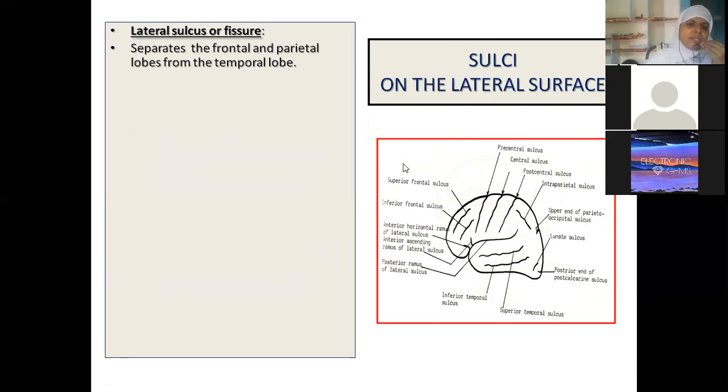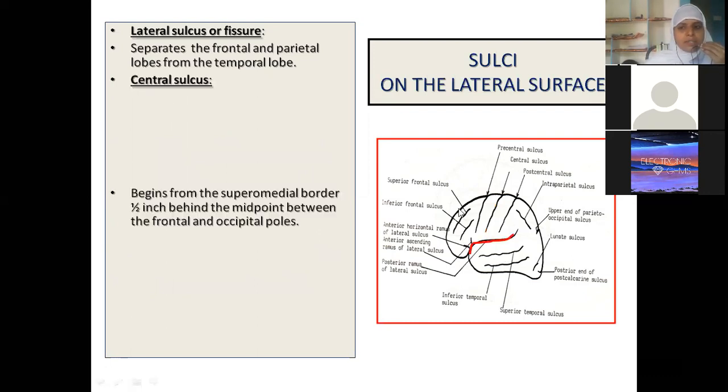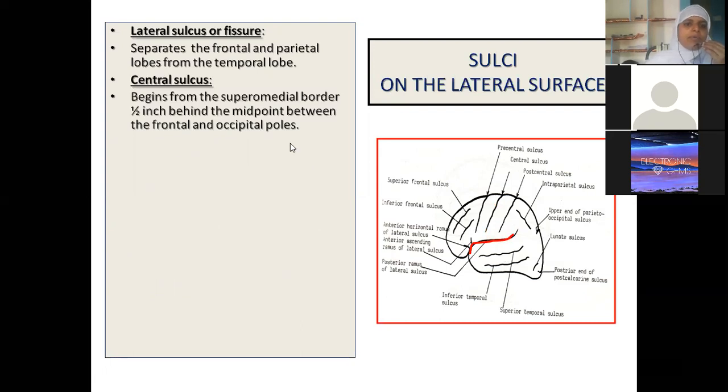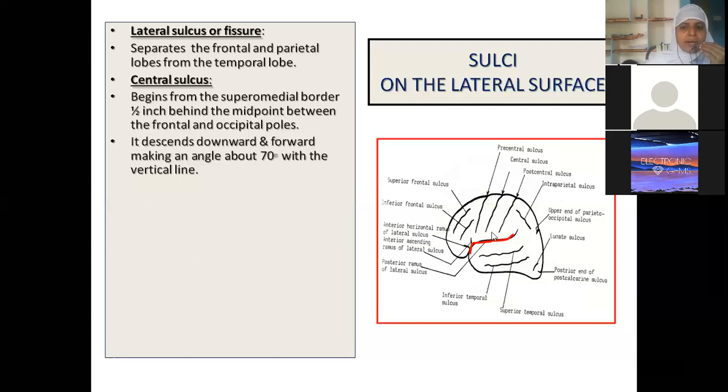Whatever I discussed is written here. The lateral sulcus is this red one. The central sulcus is this one. If you measure in inches, half an inch behind the midpoint, we have this red line. That is the other red line, the central sulcus.